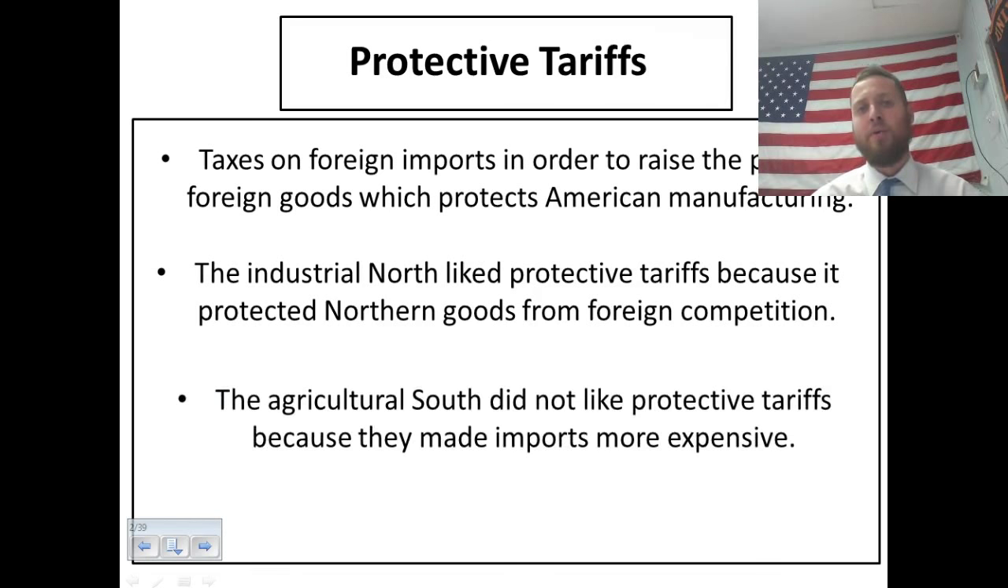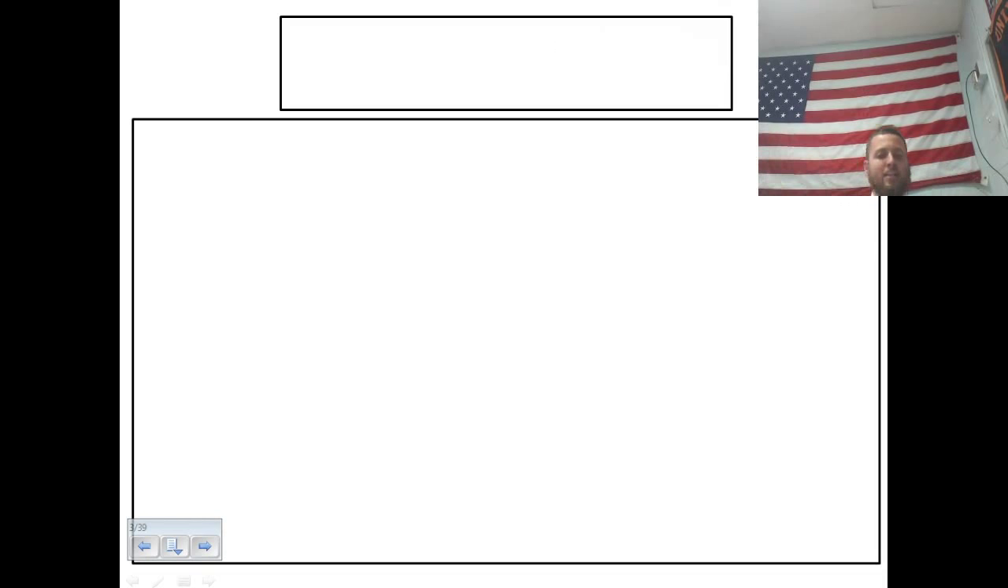Last point, and then we're done with this card. The agricultural South did not like protective tariffs because they made imports more expensive. Think about it. You don't make stuff in the South. You have to buy stuff. Some of the stuff that you buy is from Great Britain. So Great Britain stuff just got expensive. So let's review. Protective tariffs protect American manufacturing by making the foreign stuff expensive. But the North loves them. The South does not like them. Makes sense. Great. You got protective tariffs. We got one card down. Let's talk about another one.